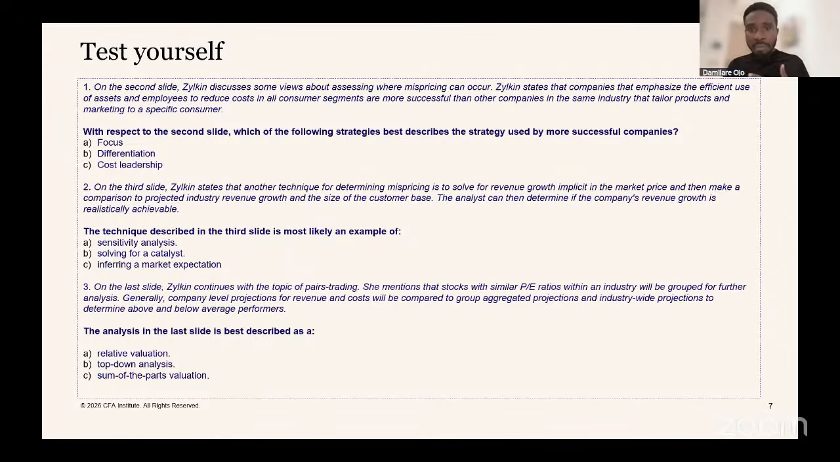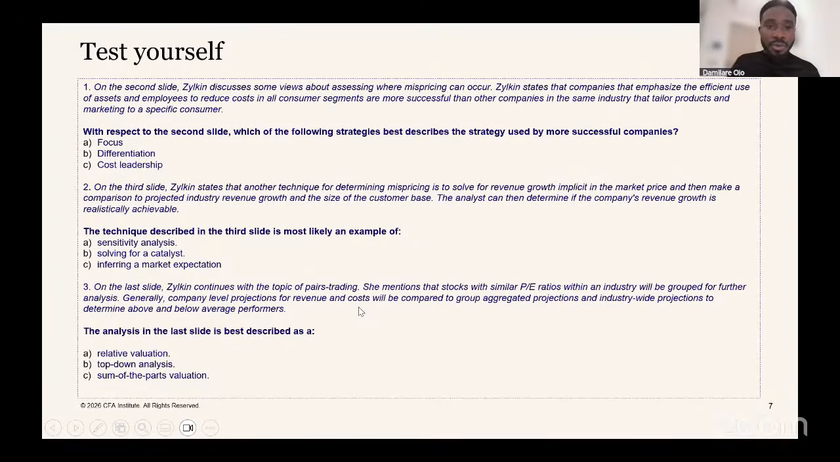Zipkin states that another technique for determining mispricing is to solve for revenue growth implicit in the market price. You have a market price, and then you are looking at what is the revenue growth implicit in this market price, and then make a comparison to projected industry revenue growth and the size of the customer base. So the first thing is you want to determine a mispricing in revenue growth, which is implicit in the market price. You are comparing that to projected industry revenue growth, and the size of the customer base.